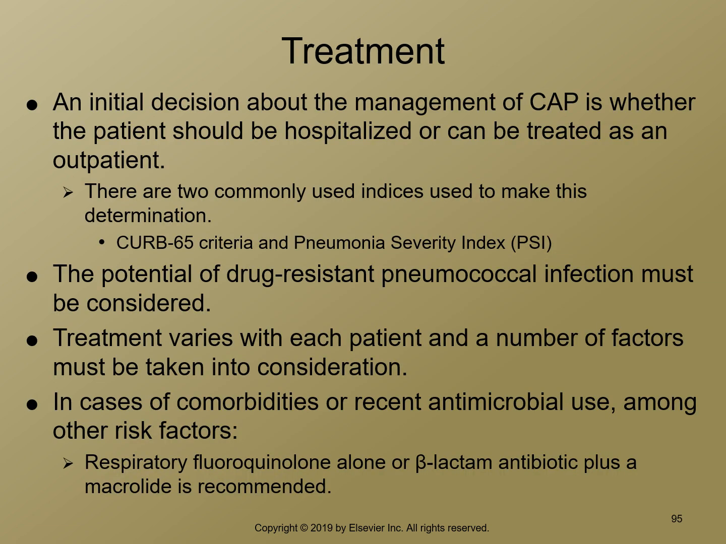In terms of treatment for community-acquired pneumonia, initial decisions about management need to be made whether the patient should be hospitalized or can be treated on an outpatient basis. There are multiple severity of illness scores proposed by different guidelines, and these have been subsequently validated for use in adults. Two of the most commonly used indices are the CURB-65 criteria and the Pneumonia Severity Index. These criteria are often used in addition to an assessment of each patient's resources and clinical situation to determine whether admission is warranted.